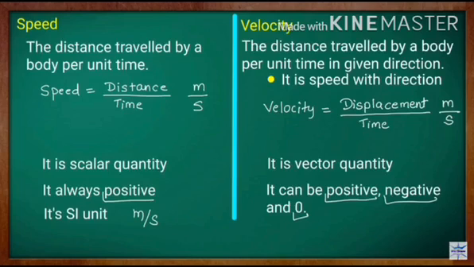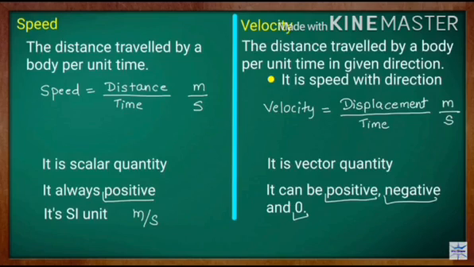Now the speed is equal to distance upon time and the unit for distance is meter and time is s. Velocity is equal to displacement upon time. The unit for displacement is m, meter, and for time is s. Now speed is a scalar quantity, whereas the velocity is a vector quantity.